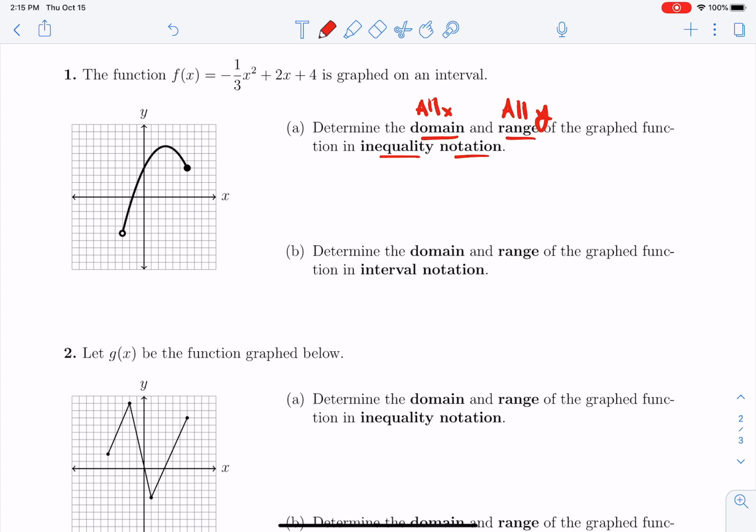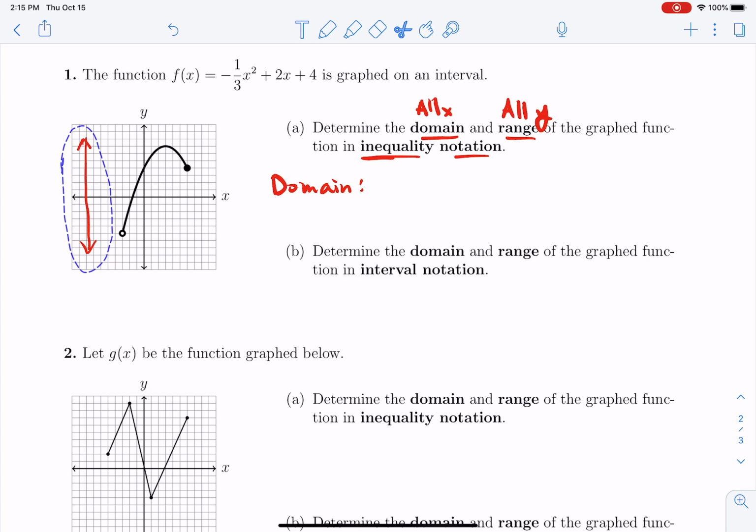Now, if I take a look at my function, and again, this is inequality notation, let's talk first about the domain. If I look at my function here, I can see that it has a leftmost bound and a rightmost bound. So if I were to draw a vertical line here, does that vertical line intersect our function in any place? No, it doesn't. So one thing you want to ask yourself is, what is the leftmost place that that function touches?